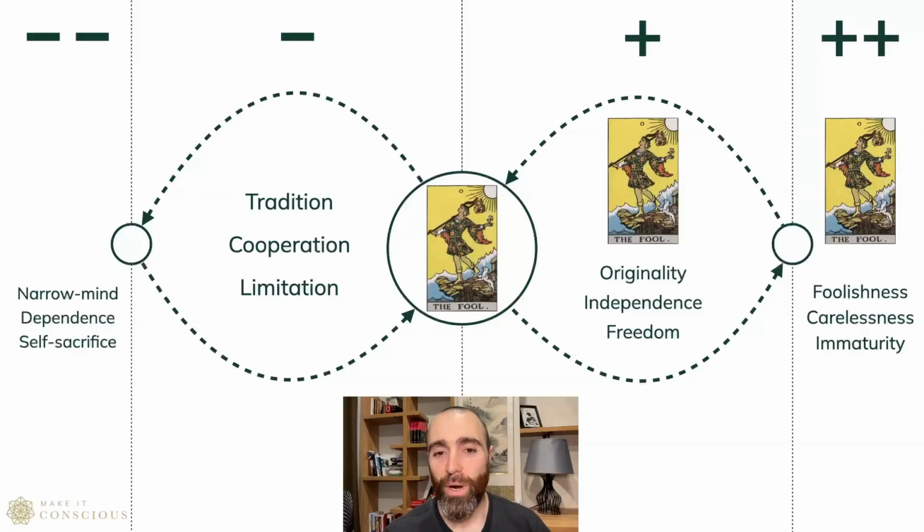But what is it that the Fool actually encounters in going on this journey? Well, it's things like I've shown on the left side of the screen here in the shadow position. You've got tradition. He's generally not too keen on that, but he can probably tolerate it to some extent. Cooperation, yeah, okay, fine. Limitation. These are all the things that he has to meet and assimilate with in order to truly develop originality, independence, and freedom.